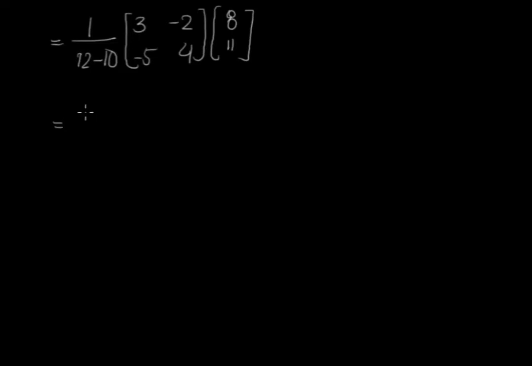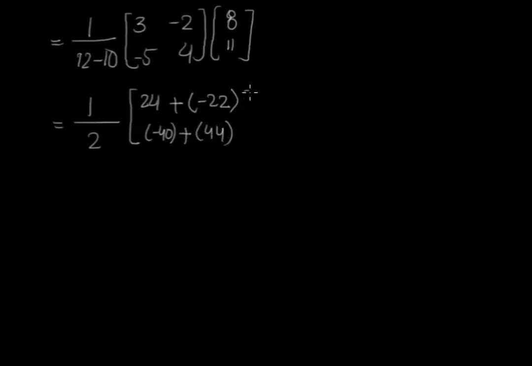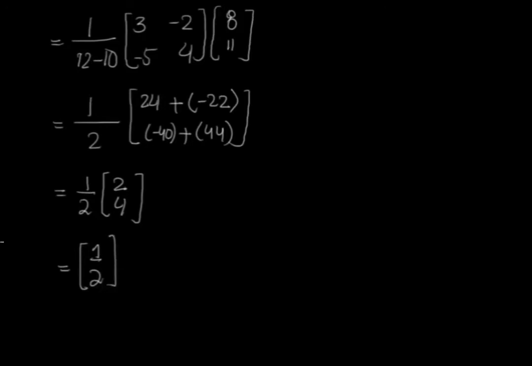I'll simplify it in the next step. So 12 minus 10 is 2, so 1 over 2 times the multiplication of the matrices. 3 times 8 is 24 plus negative 2 times 11, which is negative 22, and negative 5 times 8 is negative 40 plus 4 times 11, which is 44. So it's 1 over 2 times 24 minus 22, which is 2, and negative 40 plus 44, which is 4. In the final step I multiply 1 over 2 inside, so I get 1 and 2. So here is the answer. The value of x is 1 and the value of y is 2.